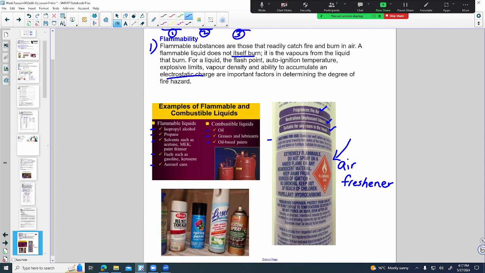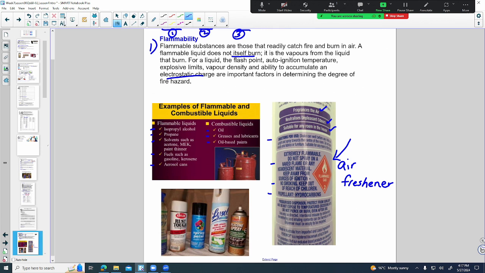It says extremely flammable. Do not spray on a naked flame, meaning if you have a candle lit, don't spray it on there, or any incandescent material. Keep away from sources of ignition, so no smoking. Keep out of reach of children. And it says propellant is hydrocarbons.